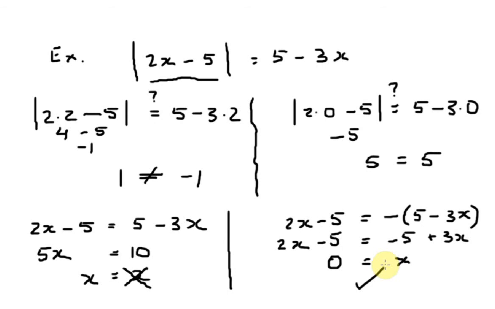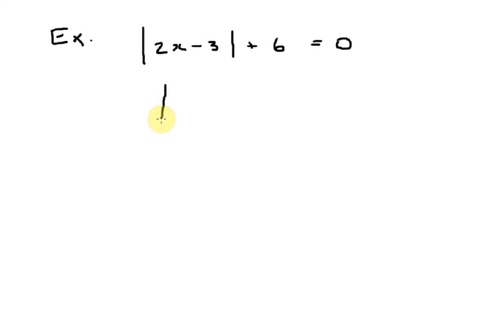Okay, let's do our last example of this section. What we have here, we're going to try and solve the following. The absolute value of 2x minus 3, plus 6, and we want that to equal 0. So what I'm going to do is move that 6 to the other side. Does the absolute value of 2x minus 3 equal negative 6?